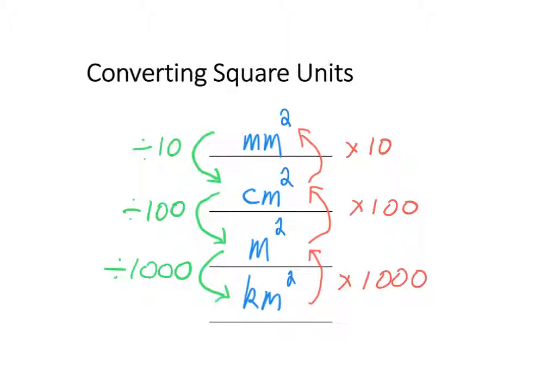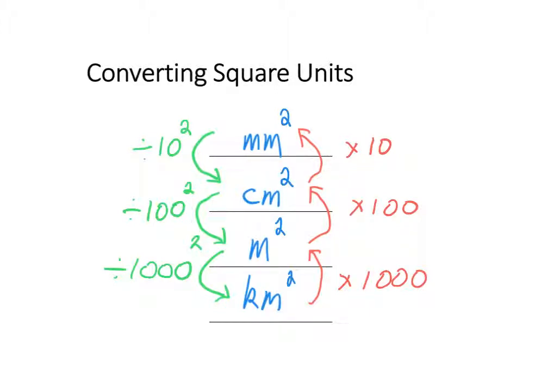So to go from millimeters squared to centimeters squared, we want to divide by 10 squared. To go from centimeters squared to meters squared, we want to divide by 100 squared. To go from meters squared to kilometers squared, we want to divide by 1,000 squared.